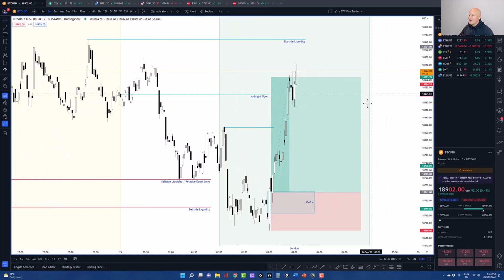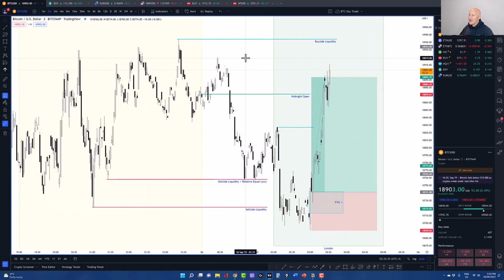So we'll just give this a few moments longer and see if we take out that liquidity. I'm just interested to see if we do or not. That's sort of what I'm expecting will happen. You can see we're back above that midnight open level now. We've already taken out the liquidity here. Will we take it out here?